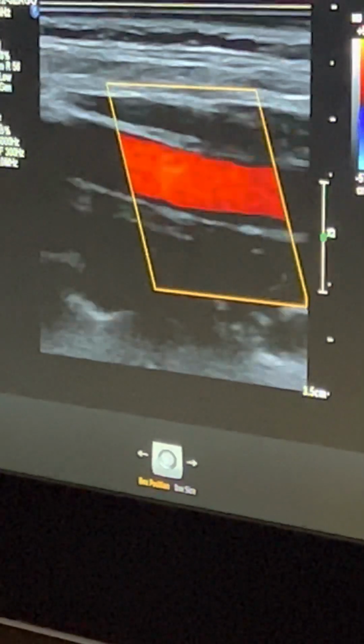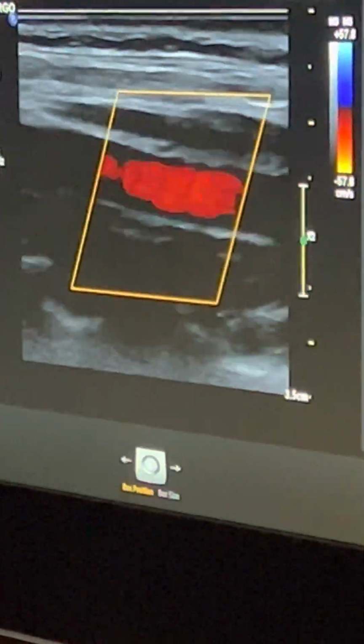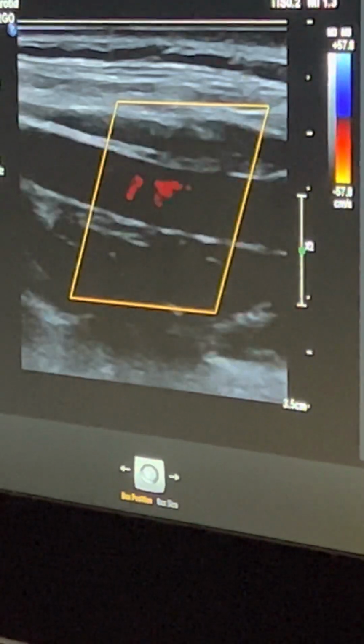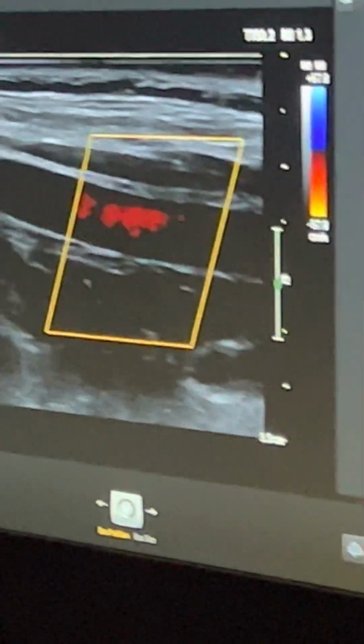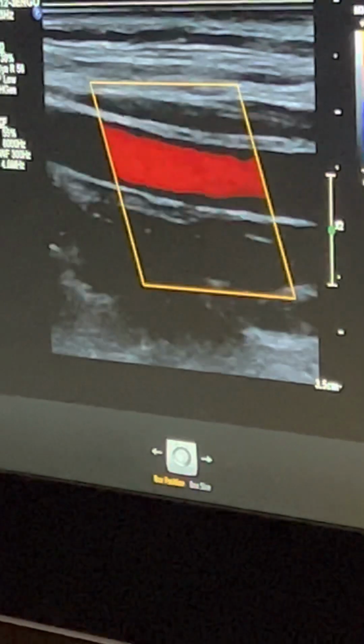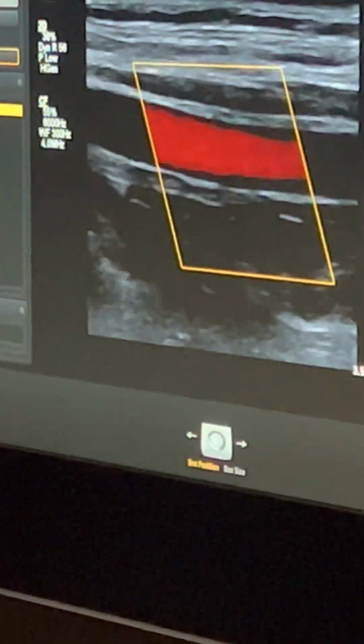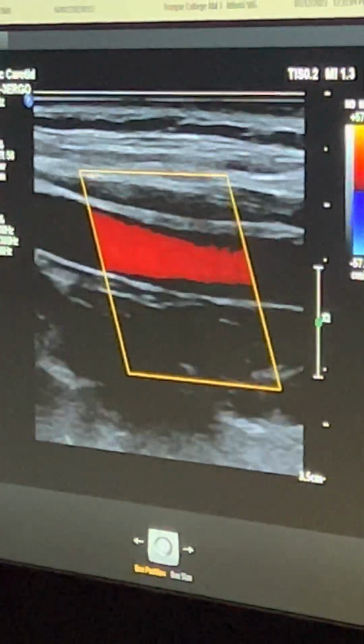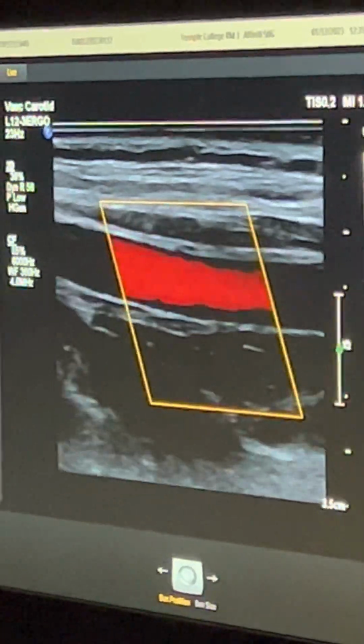So if I did this, is that correct? No. Why? It's pointing, going the opposite way. I'm not going to get the best representation of the flow, the direction, the velocity of that vessel if I don't have it lined up with the angle that my vessel is going. Does that make sense?